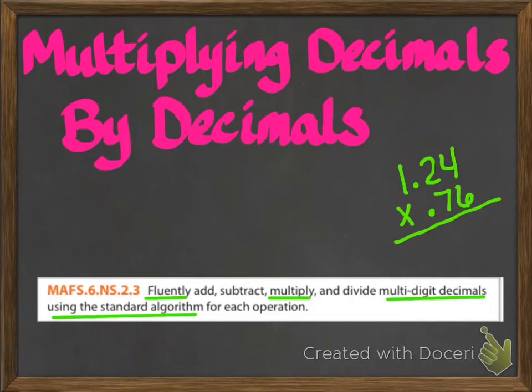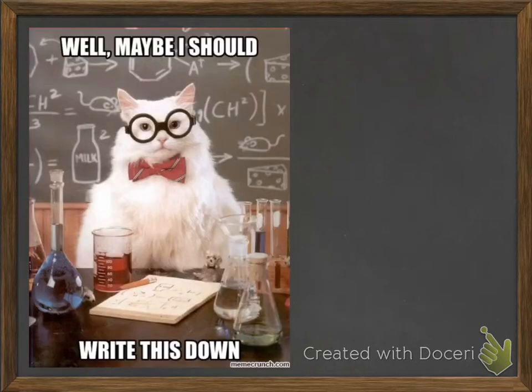Hi guys, this is our next installment video for the standard 6.NS.2.3. We're going to continue to work on fluently multiplying multi-digit decimals using the standard algorithm. In the previous lesson, we multiplied decimals by whole numbers. You'll notice in this lesson the process and the steps are actually still the same, and it'll be pretty easy, especially if you got that previous lesson. So let's go ahead and get started.